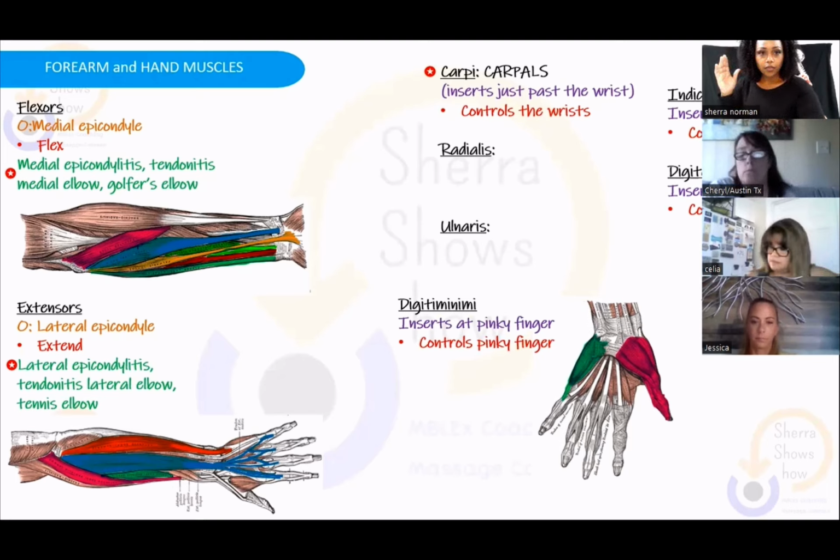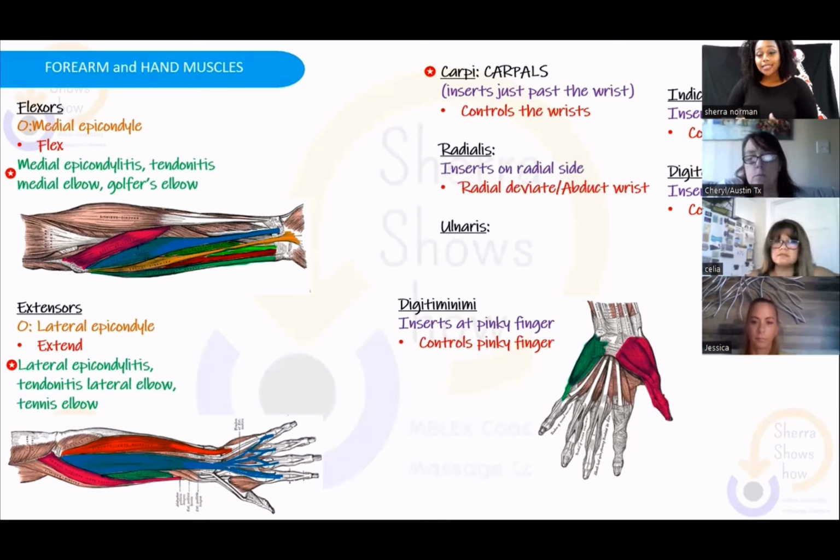And then what just popped up? Okay, radialis means it inserts on the radial side, and it also radial deviates, okay? It inserts is what's going to be a carpi, right? So flexor carpi radialis starts on the medial epicondyle. It inserts just past the carpals on the radial side. It's going to flex and radial deviate. And remember, radial deviate also means abduct the wrist. Ulnar deviate means adduct the wrist.